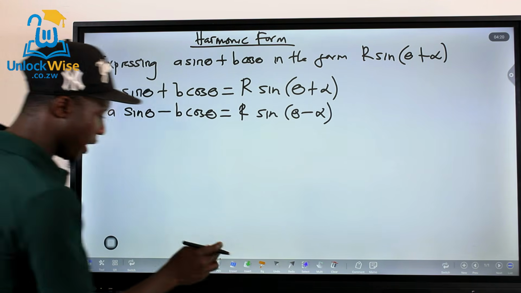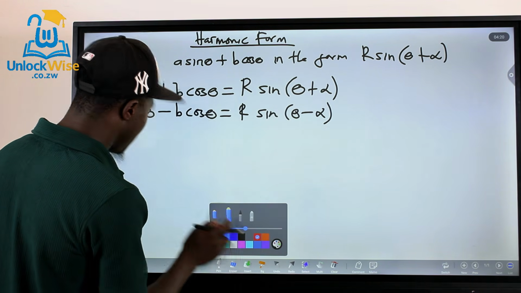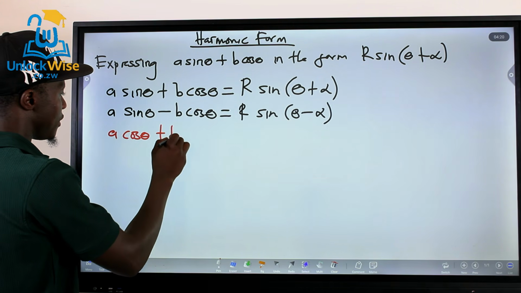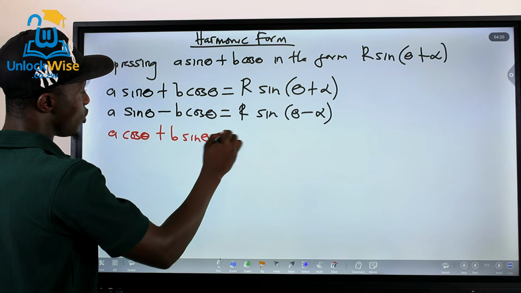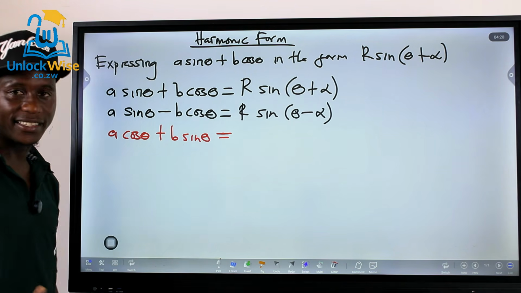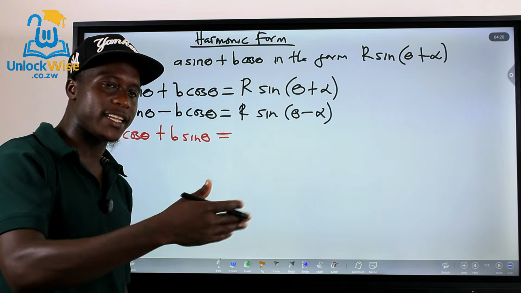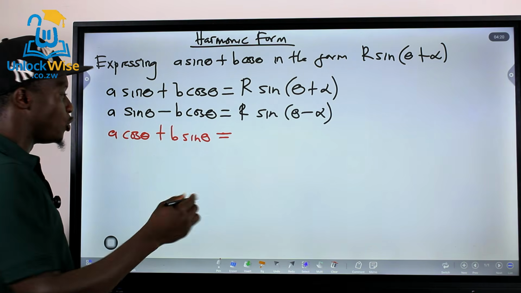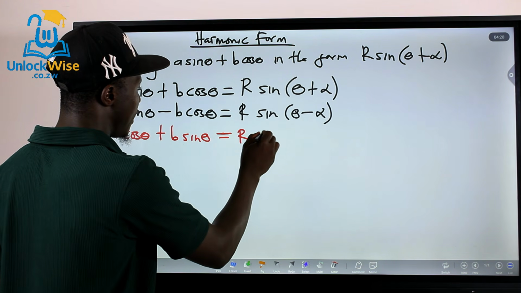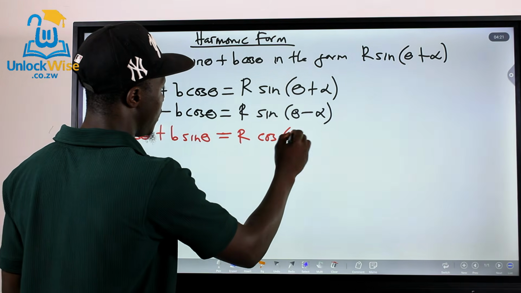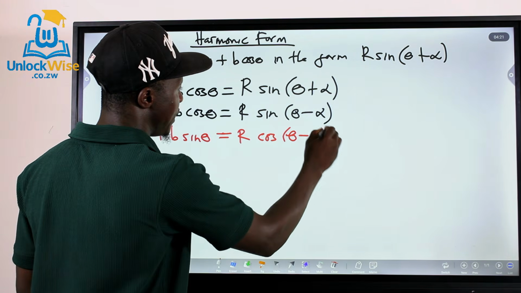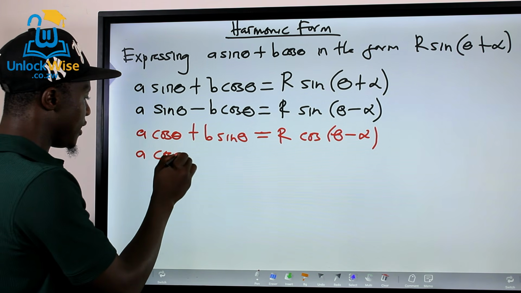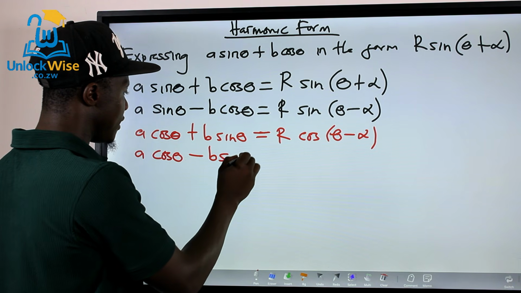Now, if we are starting with a cos theta plus b sin theta, cos always opposes things. Like I said last time when I was dealing with cos a plus b, I was saying cos a cos b minus sin a sin b. So this is the cos that we're doing. For cos it is r cos theta. When cos is adding, it subtracts here: cos theta minus alpha. What if it's a cos theta minus b sin theta?